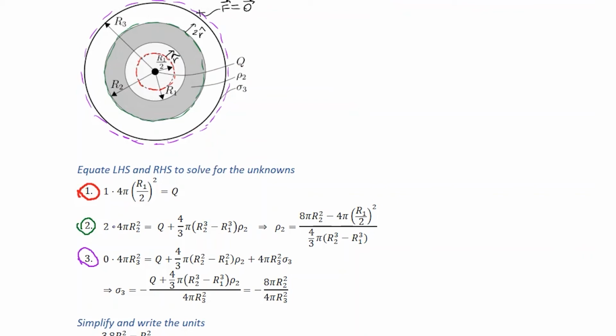Our unknowns are rho 2 and sigma 3, and we want them in terms of just the radii. So let's use this second equation to get rho 2. You get an expression like this. Let me explain.